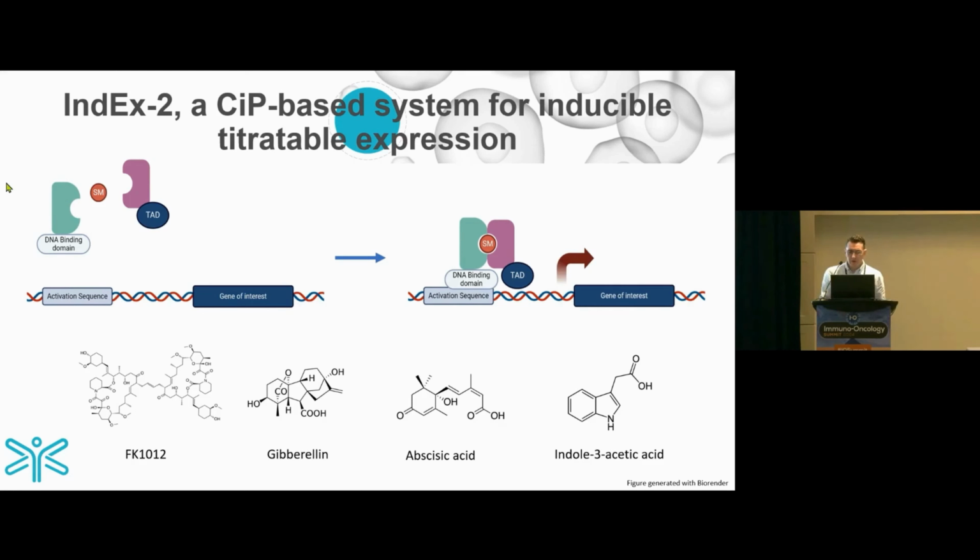There have been a few CIP systems out there already using small molecule proteins to induce the dimerization. We have tacrolimus-based ones and gibberellin, but the 2 that we have focused in on are abscisic acid and indole 3-acetic acid, so ABA and IAA. And these are plant auxins, they're plant hormones. And the advantage of those is that they don't impact your human immune system when we use them in our cellular bioassays.